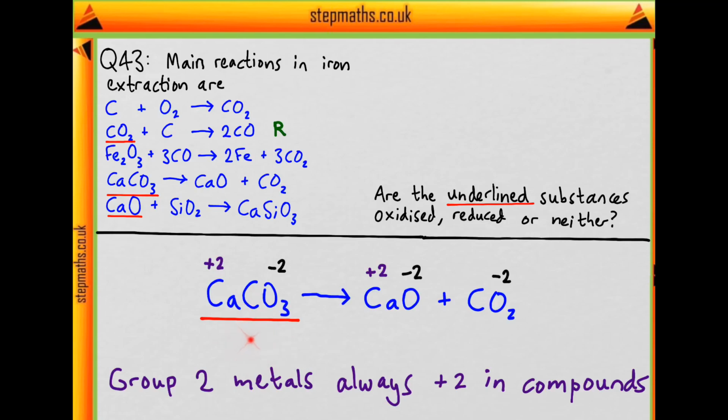So let's start with calcium carbonate. We have 3 oxygens, each contributing -2. That brings us to -6. What about calcium? That pushes it up to -4, sorry. And that leaves carbon as +4 to make 0. Calcium oxide is already done. What about carbon dioxide? We have 2 oxygens, each contributing -2. So carbon again must be +4 to bring it to 0. Well, what have we worked out here? We have +2, +4, -2 in the reactant, and +2, +4, -2 in the product. None of them have changed oxidation states, so this is neither.